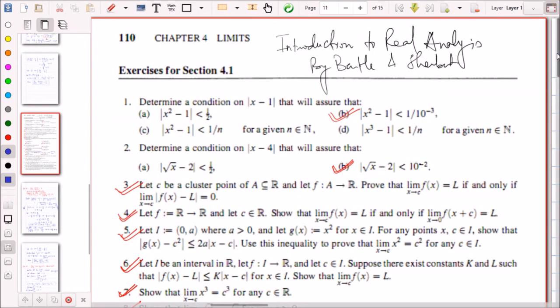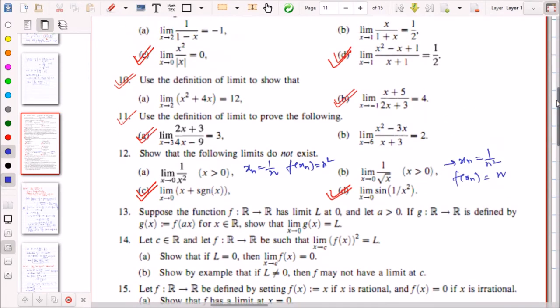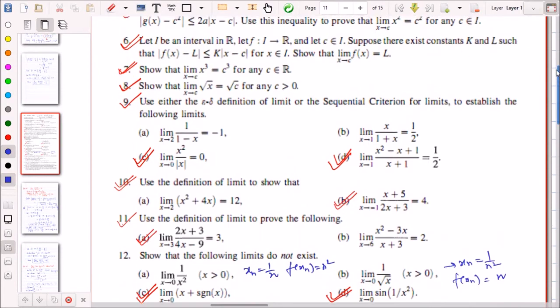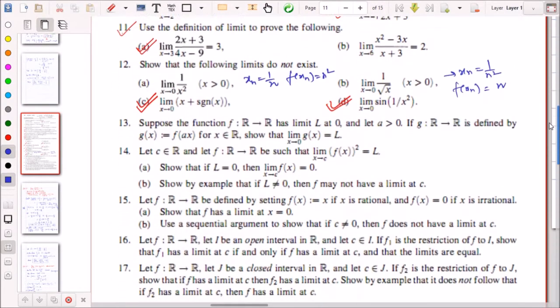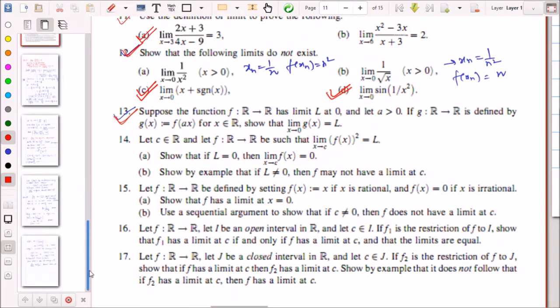Now let's move to the next question, which is question number 13. Here we have been given that the limit of f at 0 is L and a is any positive real number. g is defined to be g of x equal to f of ax. We have to show that the limit as x tends to 0 of g of x is equal to L. So this question is similar to question number 4. Let us try to solve this.